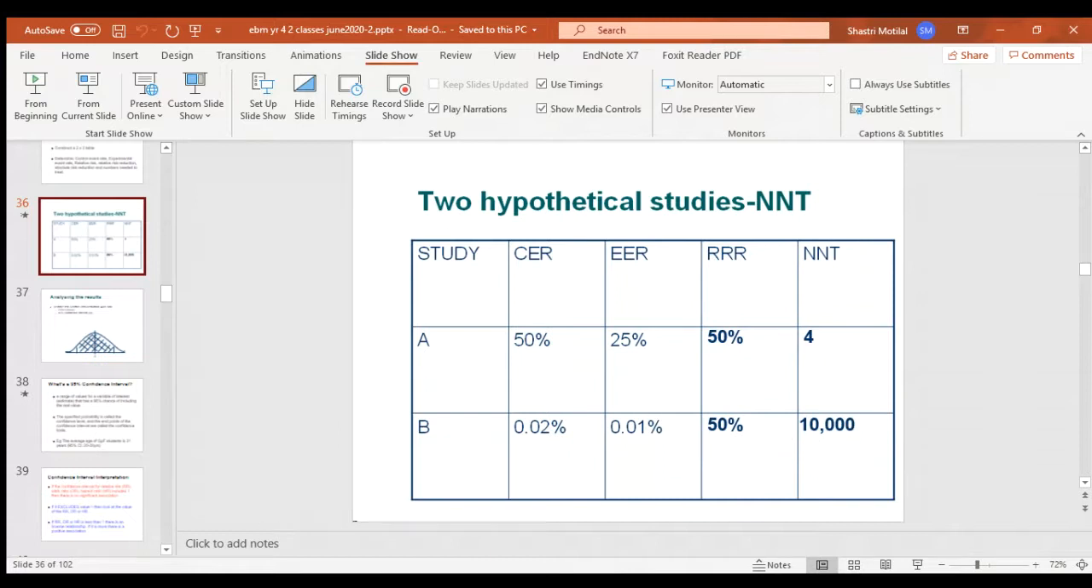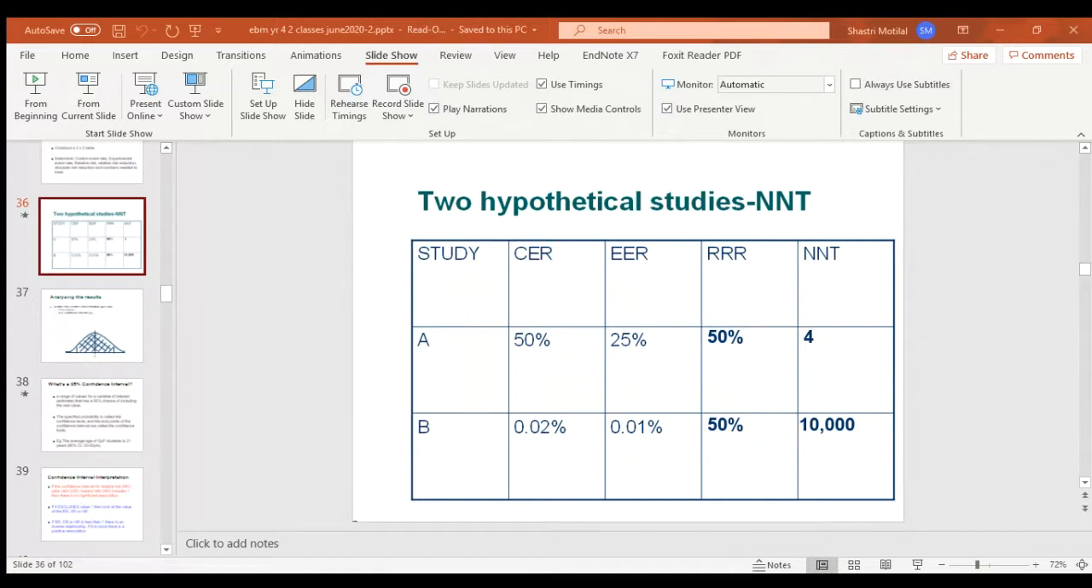Which study would you prefer? Which study is the better study? A, most correct, right? Definitely. Study A is the better study, right?